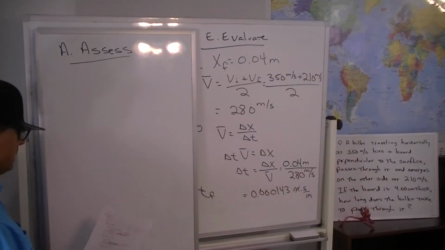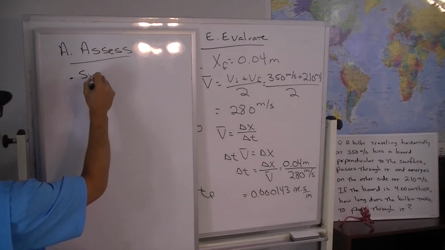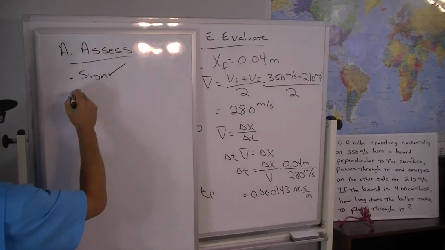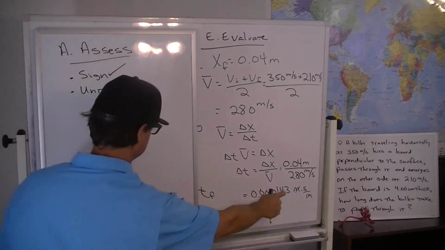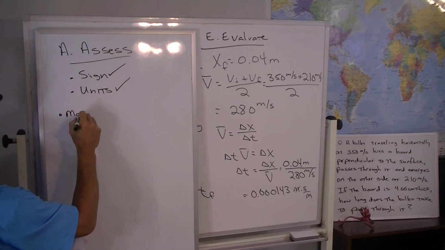our labor. All right, so now to assess, we'll check the sign. The sign of the time ends up to be positive, as we expected it to be. The units turns out to be seconds, as we expected it to be. And then what about the magnitude?